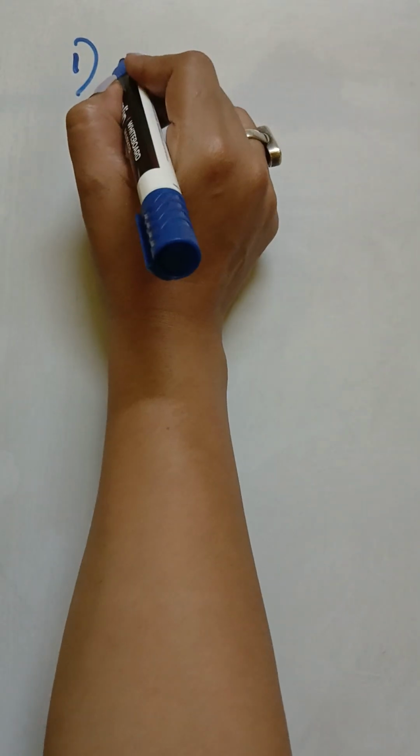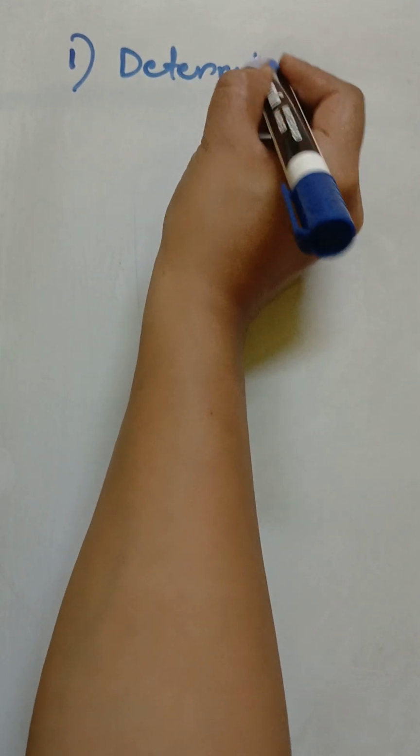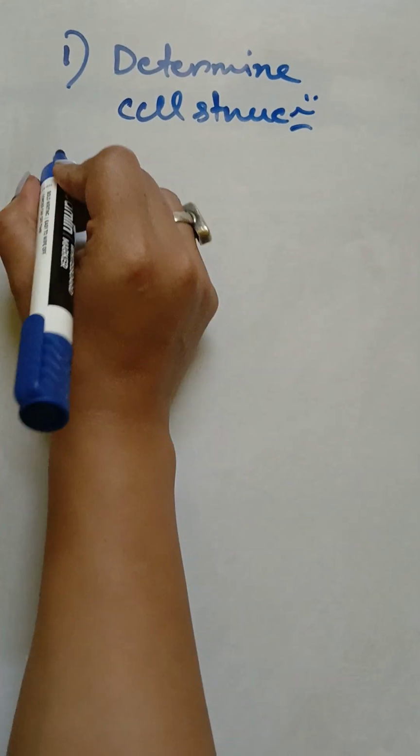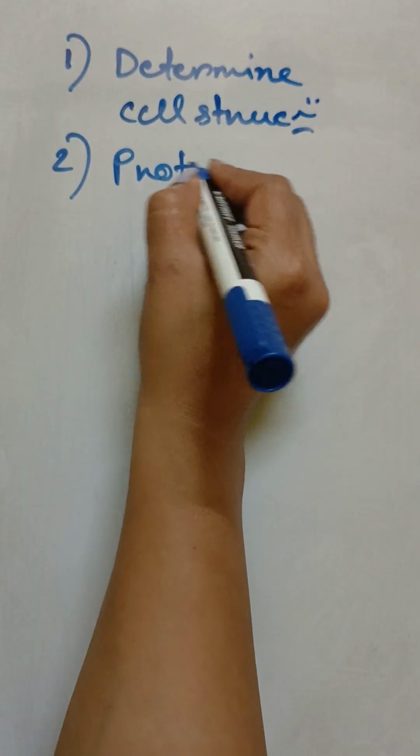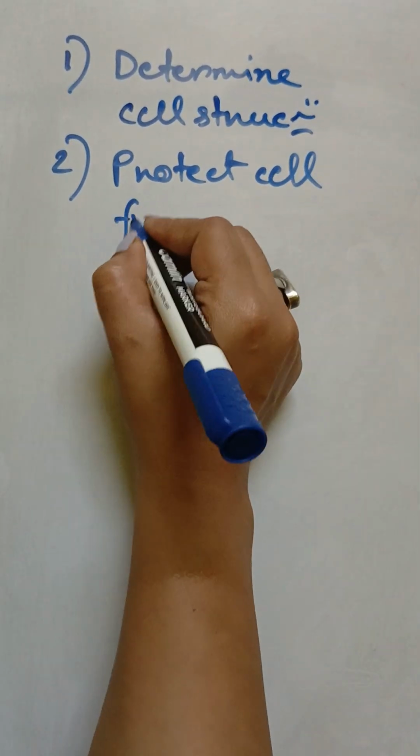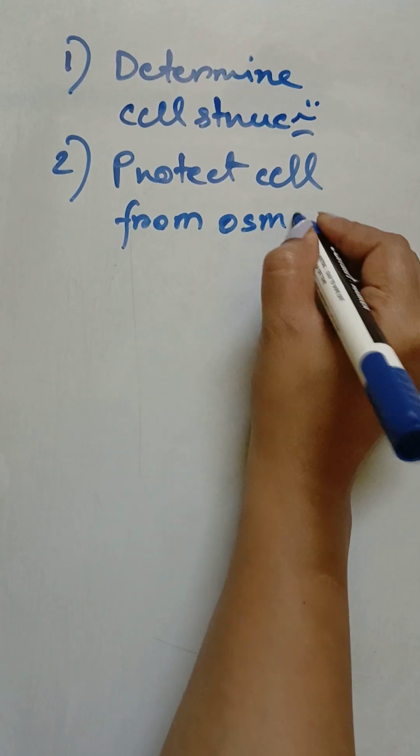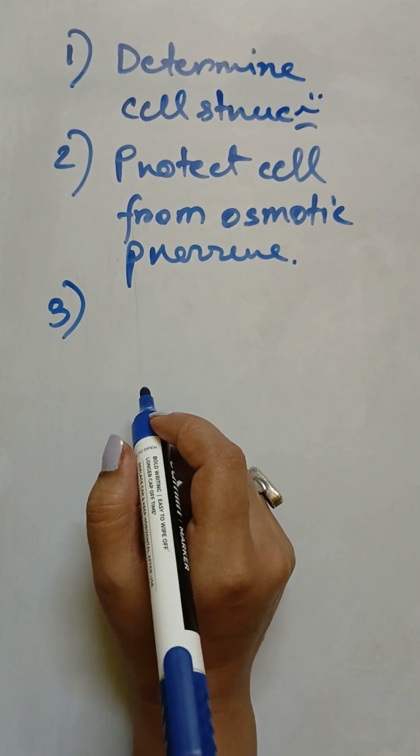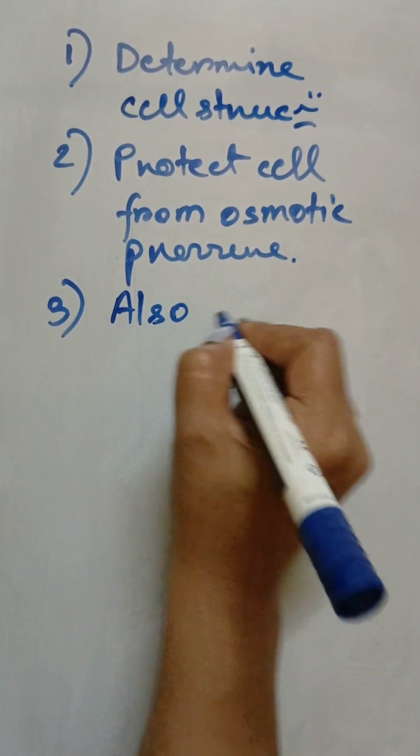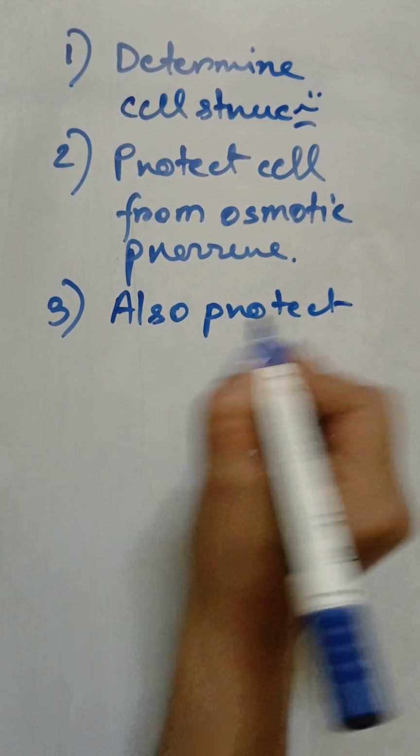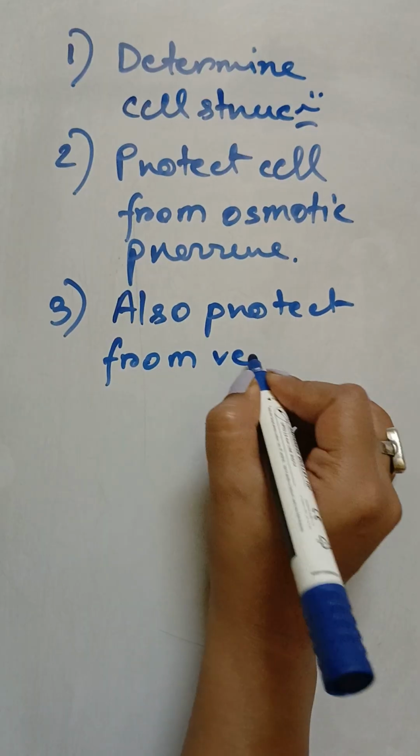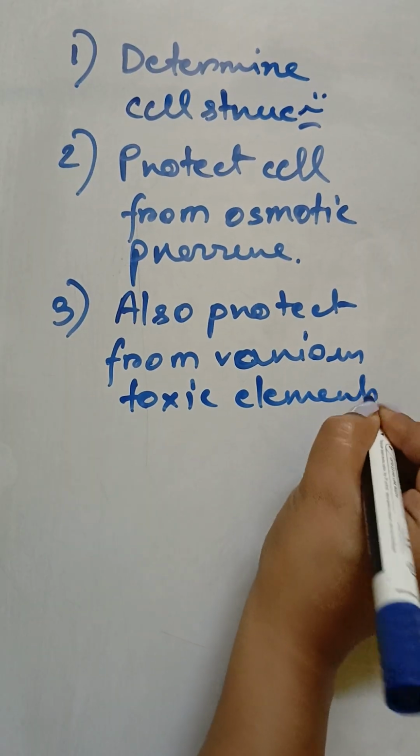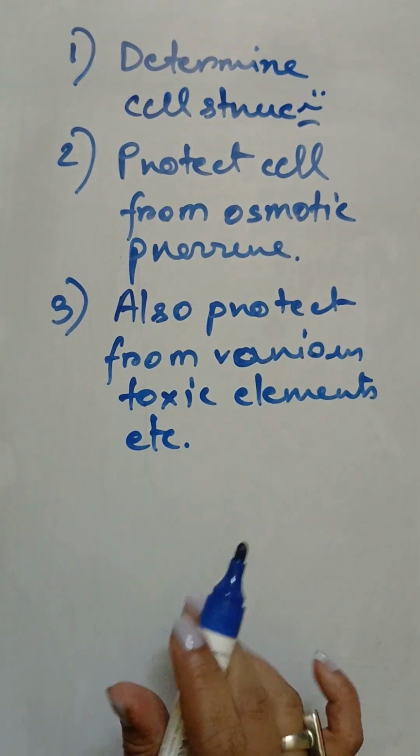like it helps to determine the cell structure, protect the cell from osmotic pressure, then also protect them from various toxic elements, etc. So these are the basic functions of the cell wall.